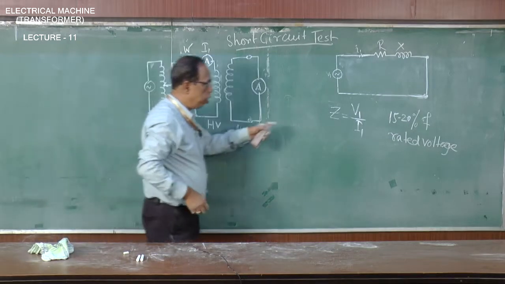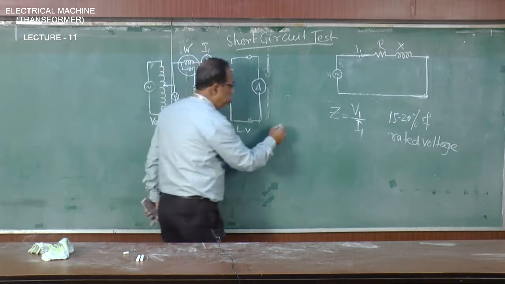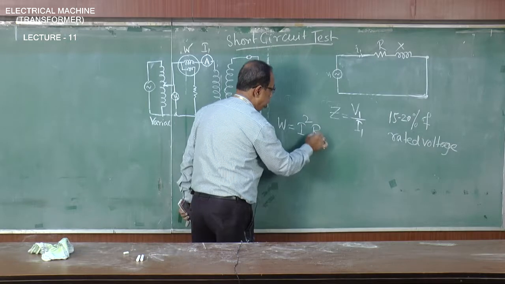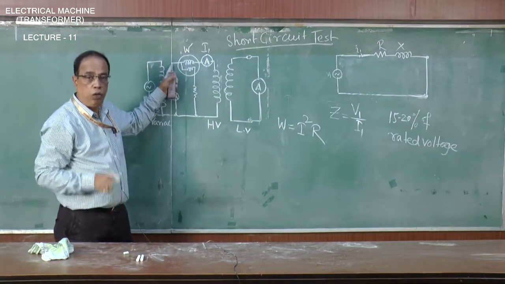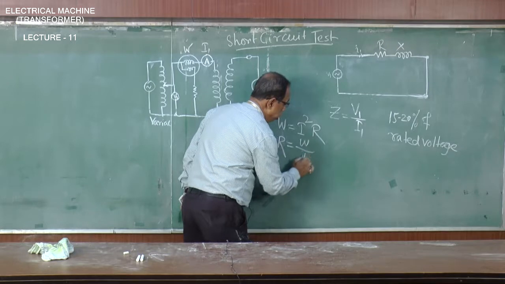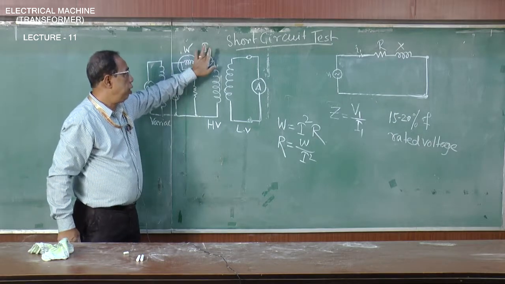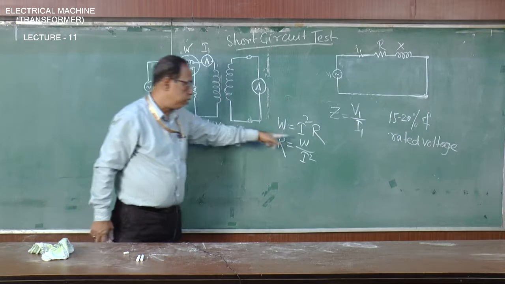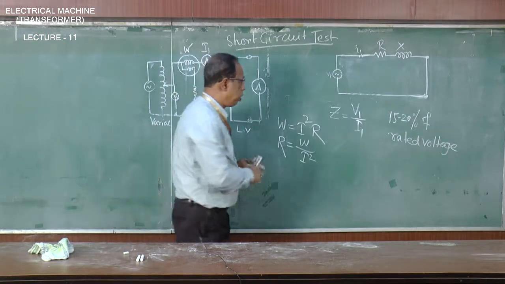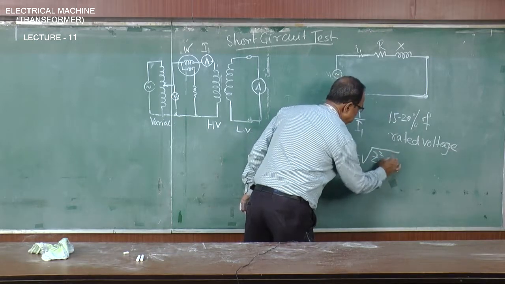Now, as soon as I know this impedance, what is the value of resistance? We know the power which is getting consumed is nothing but I square into R. This power which is measured at full load current is I square R. So, R is W by I square. From the ammeter I will get I, and dividing W by I square, we will get the resistance. As soon as I get the resistance, the reactance X will be root over of Z square minus R square.